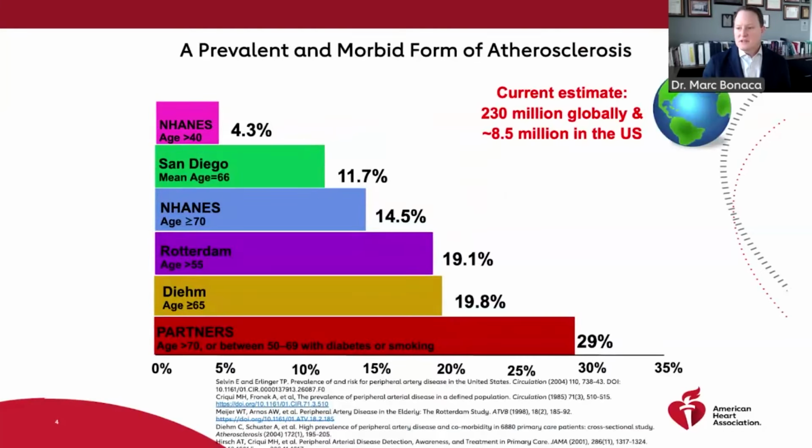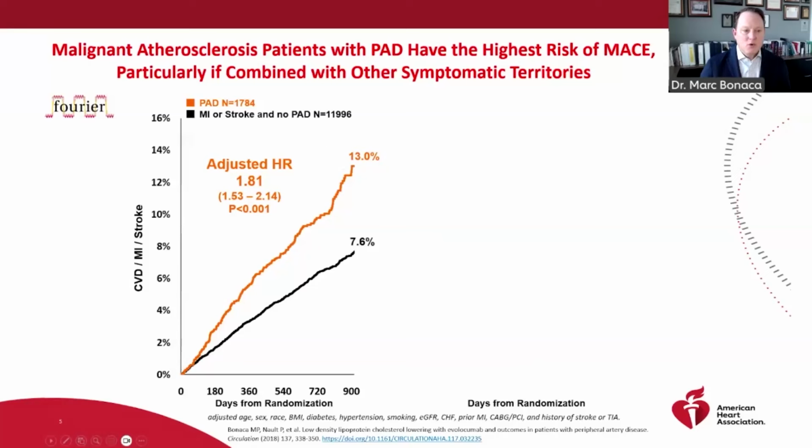Now, the prevalence of disease depends on who you are. The primary risk factors are age, diabetes, and smoking. And so if you look at the bottom of this slide, the PARTNER study shows us that people that are over 70 or 50 to 69 with either a history of diabetes or smoking, within that group of patients, 1 in 3 has PAD. Again, the majority don't know that they have it. Why is it important to know?